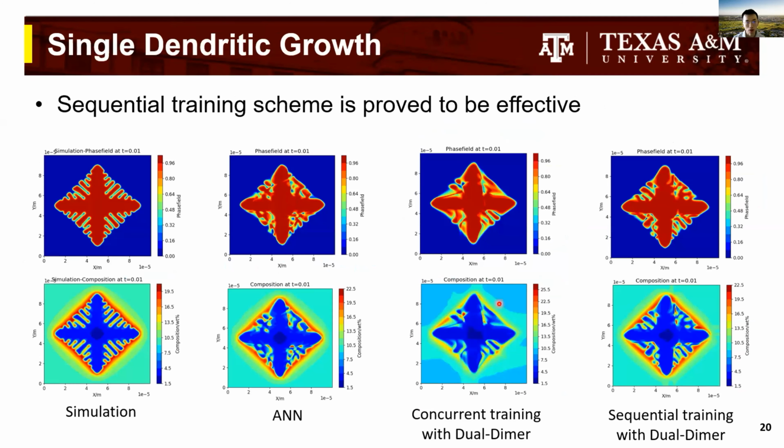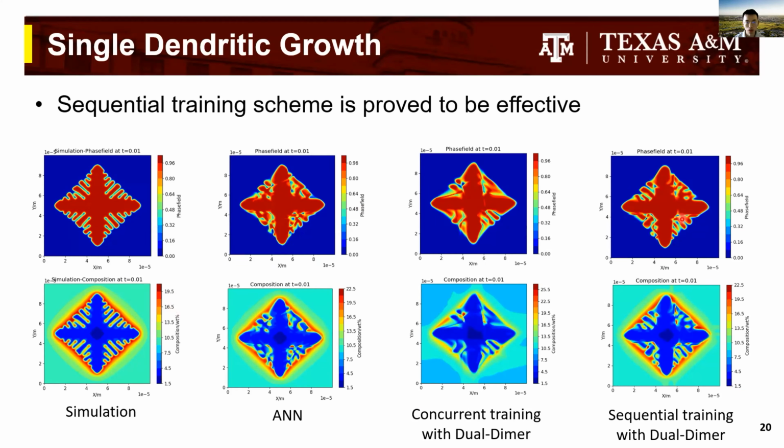And these are our training results. The single dendrite problem is a 3D physics problem. It involves heat transfer, phase transition, and mass transport. The first column of figures here shows the simulation result from the phase field simulation. The first row shows the phase field, and the second row shows the composition field.